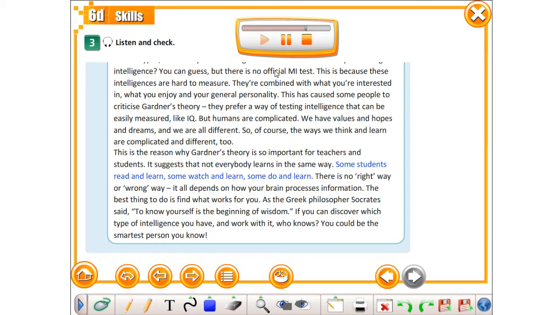Some students read and learn, some watch and learn, some do and learn. There is no right way or wrong way. It all depends on how your brain processes information. The best thing to do is find what works for you. As the Greek philosopher Socrates said, to know yourself is the beginning of wisdom. If you can discover which type of intelligence you have and work with it, who knows? You could be the smartest person you know.